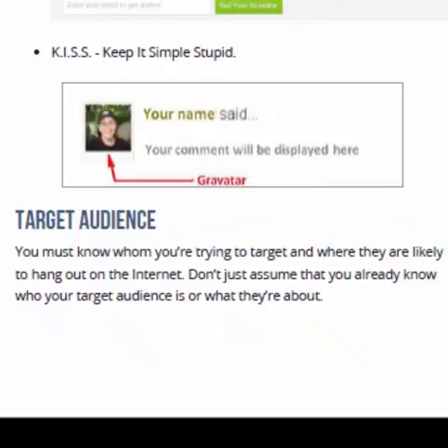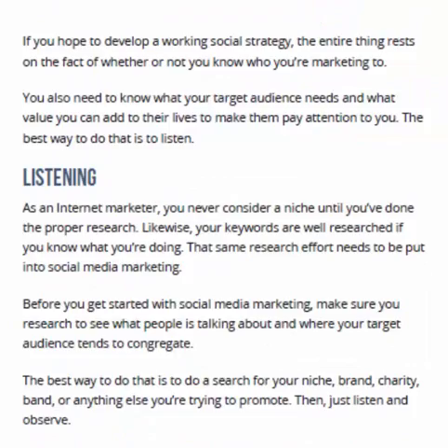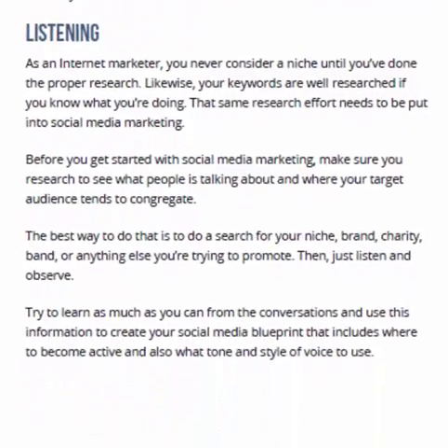Targeted audience. You must know whom you're trying to target and where they are likely to hang out on the internet. Don't just assume that you already know who your targeted audience is or what they're about. If you hope to develop a working social strategy, the entire thing rests on the fact of whether or not you know who you're marketing to. You also need to know what your targeted audience needs and what value you can add to their lives to make them pay attention to you. The best way to do that is to listen.